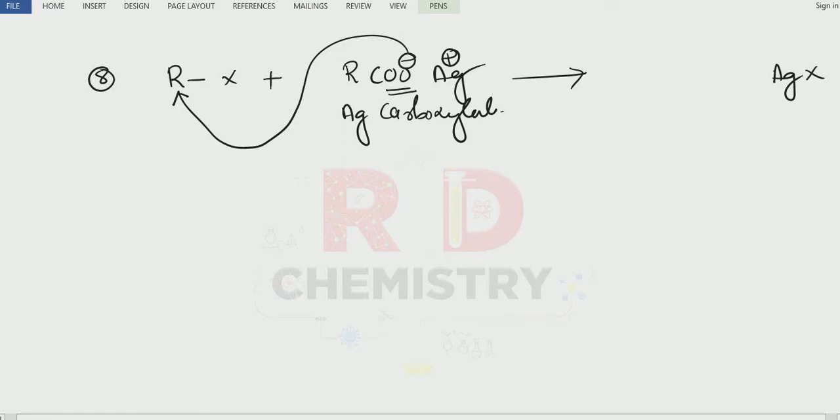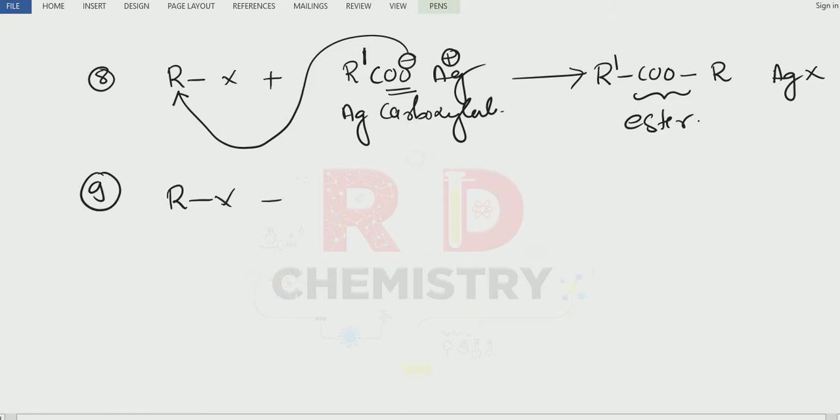Now there are two R groups, so let me change this R to R dash. Therefore I'll get R dash COO, which attaches to the R of the alkyl halide. So here there is a functional group, and this functional group is called an ester. So we can also prepare esters here. Clear? Right? Next one, ninth reaction.